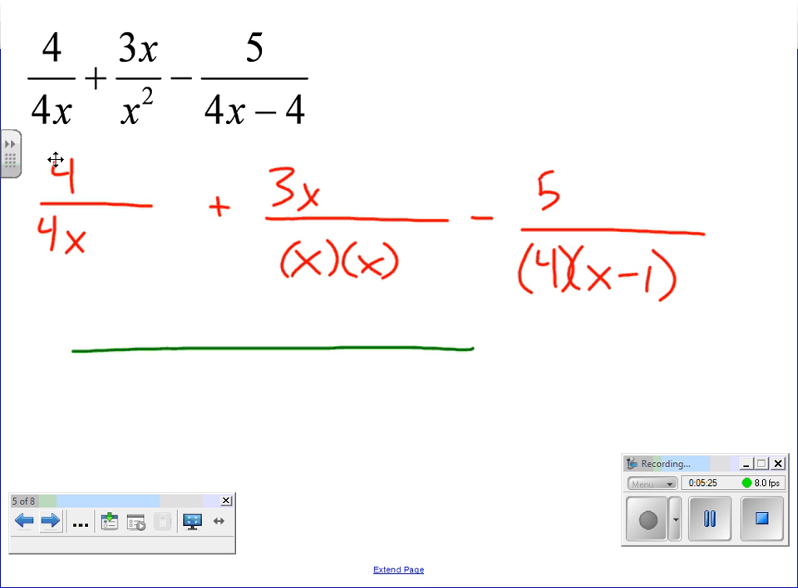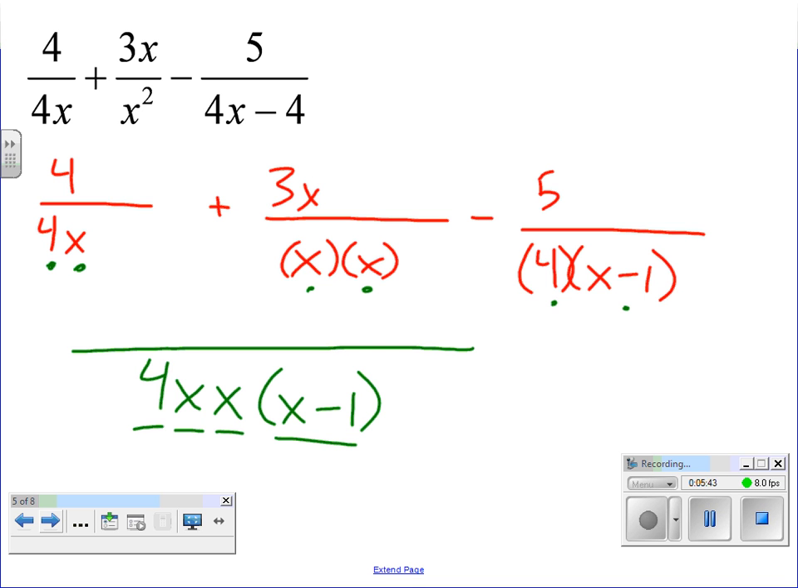We're going to have, we need a 4, which we get from right there. We have 1x, but notice here we have another x, and then we have, the 4 is already accounted for, and now we have the x minus 1. So those are the different factors. 1, 2, 3, 4 factors to account for. Okay. So now we're going to go back and add what's missing.